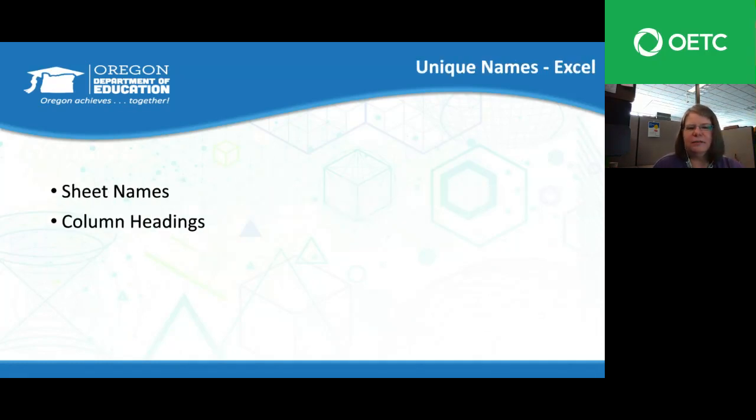Next, in Excel, you have to have unique names. So your sheet names need to be unique. And they should probably not be sheet 1, sheet 2, sheet 3. They should be something that means something, like you should name your sheet something. And your column headings can't be the same. So you would also want to name your column headings something that means something.